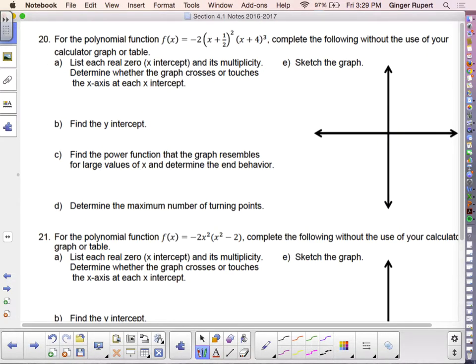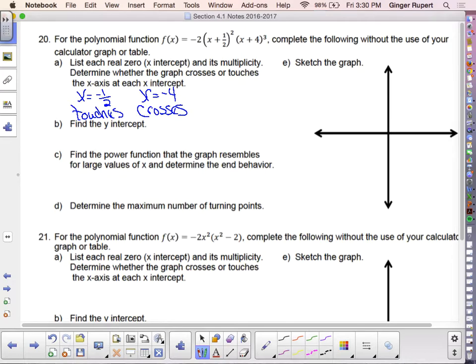Okay, let's take a look at number 20. This is the same type of problem. We're looking at the x-intercepts, looking at the end behavior, and where it touches and crosses. So the first one, I have an x-intercept at x is equal to minus 1/2. That's an even power, so I know it touches the x-axis at minus 1/2. Then I have x plus 4, so that tells me I have an x-intercept at minus 4.